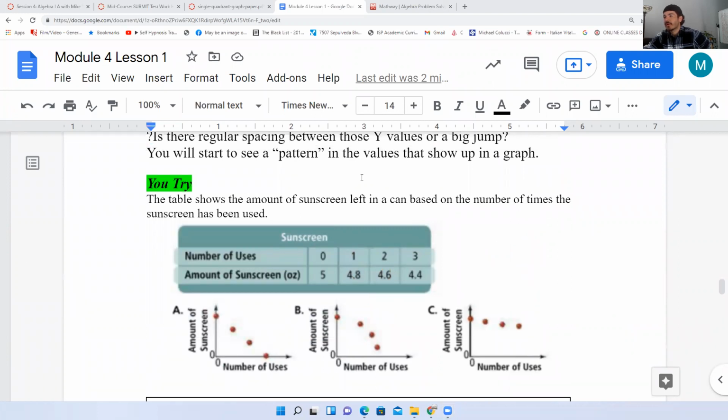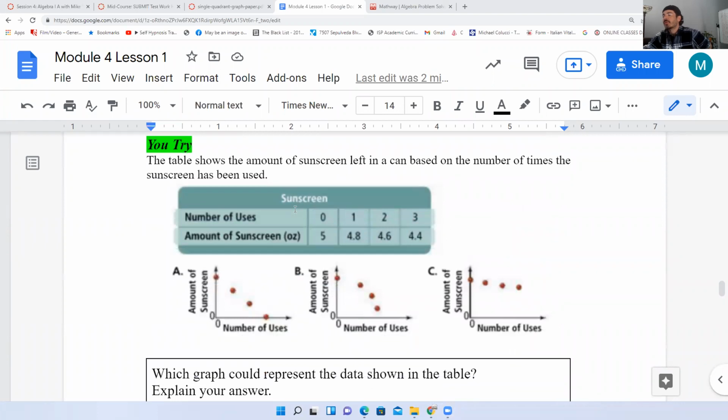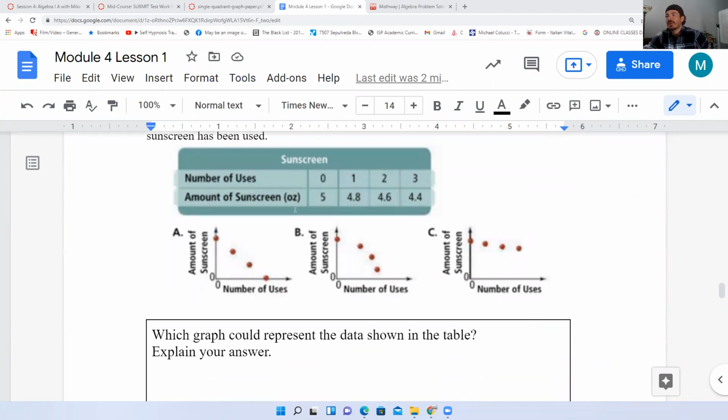Goodness gracious, Charlie Brown. The table shows the amount of sunscreen left in a can based on the number of times the sunscreen has been used. So number of uses, amount of sunscreen left. It looks like there's 5 ounces when it hasn't been used at all, when they bought it. They used it once, it looks like they used 0.2 ounces. Twice, they're using 0.2 ounces at every turn.